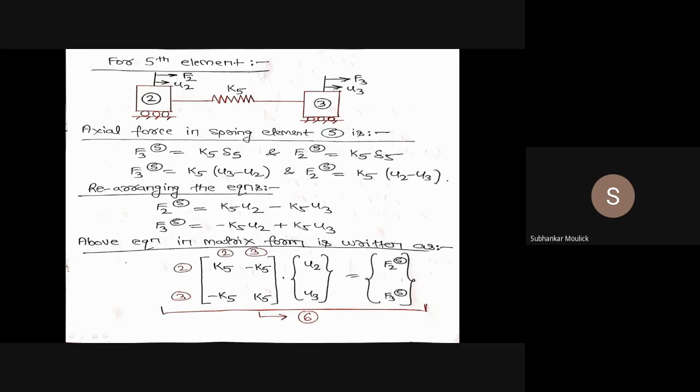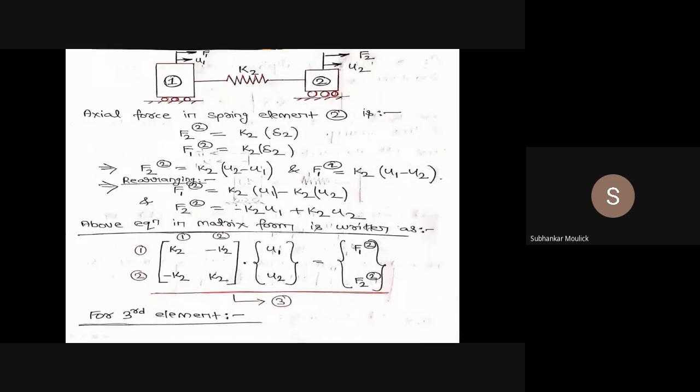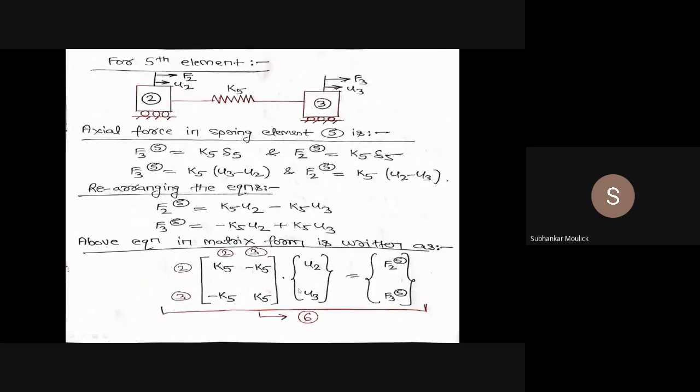So we have framed the algebraic equations in local matrix form, starting from equation number 2, equation number 3, equation number 4, and equation number 6. The next step is that I need to assemble the overall matrix equation from all the individual matrix equations which we have just calculated.